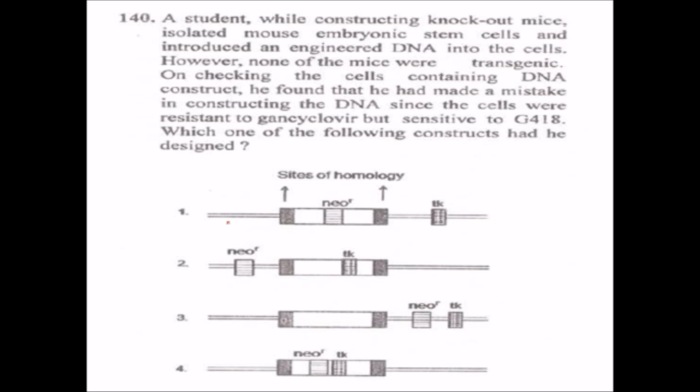Actually he made a mistake while designing the strand, because of which it is unable to integrate into the DNA. So this is the site of homology, and if any of the sequence is inside, in between the site of homology, then it will not be resistant to the ganciclovir. So the condition is that the insert should all be outside the construct. Because of this, the transgenic mouse hasn't shown the success of the experiment. So the answer will be number 3.